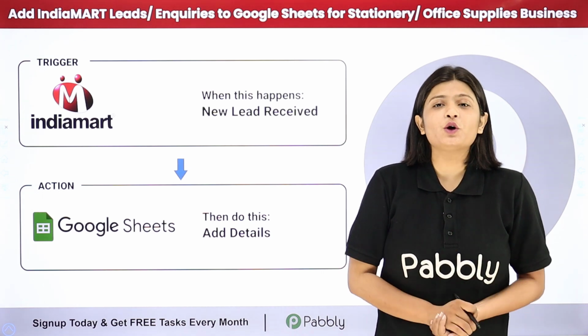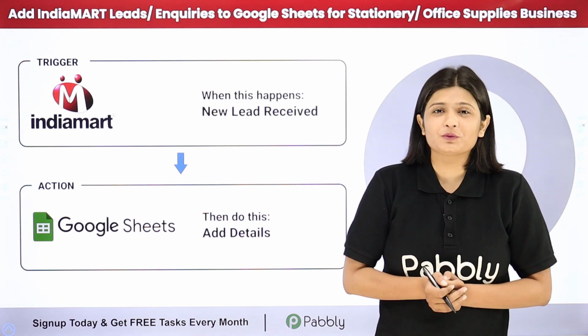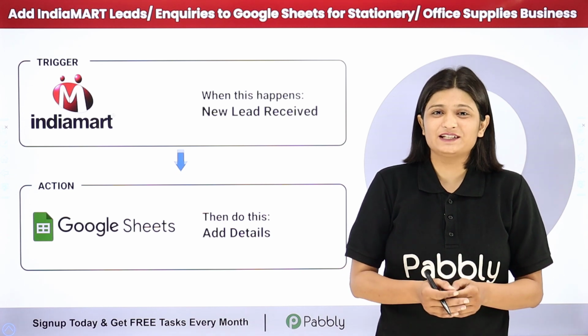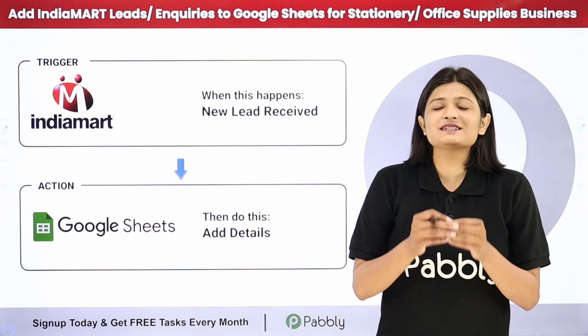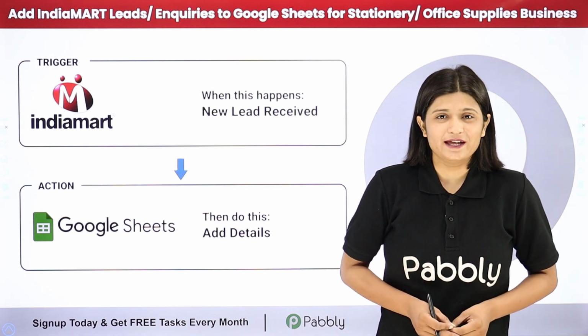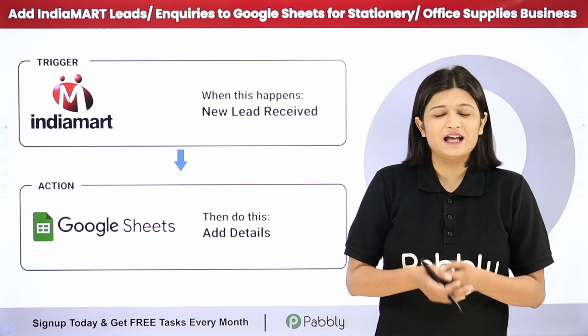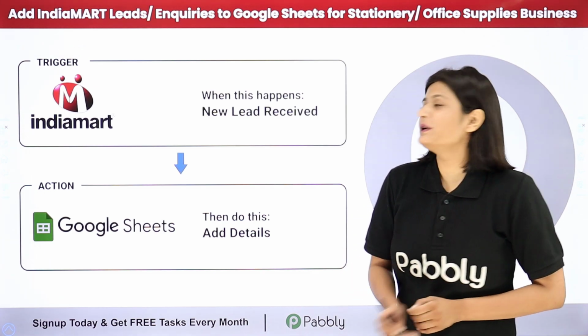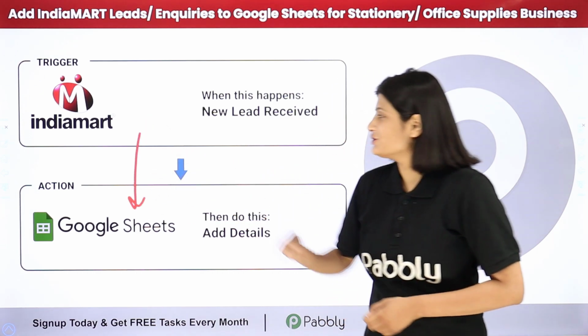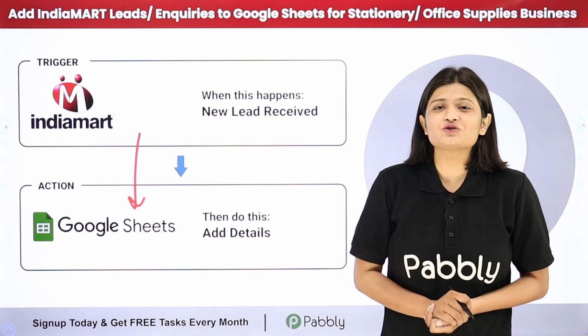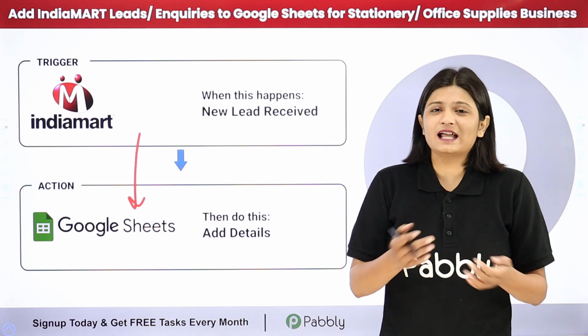I completely want to automate this process, and to do this automation I am going to use Pabbly Connect. So Pabbly Connect is an amazing automation and integration software which requires no coding or programming skills. Here I just need to build connection between IndiaMART and Google Sheets. Pabbly Connect runs on two principles, which is trigger and action.